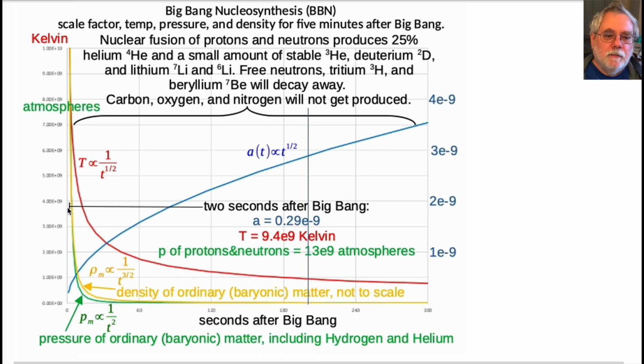2 seconds after the Big Bang, the temperature was 9.4 billion Kelvin, 600 times higher than the core of the Sun, but not as hot as particle accelerator collisions on Earth. No longer hot enough to create proton-antiproton pairs, nor for protons and neutrons to be relativistic. Temperature decreased by a factor of 12 over these 5 minutes.